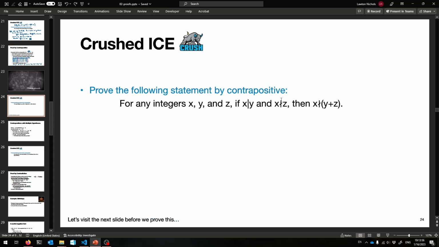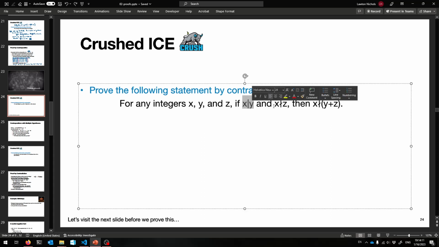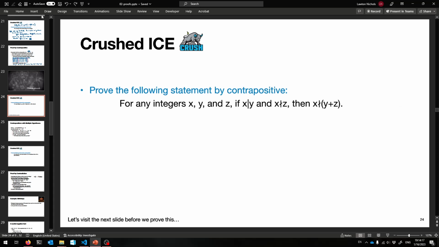So this is my question for you. You're not ready for it yet, so I have to talk about the next slide first, and then I'll send you off and we'll do it. But you're going to prove this by contrapositive. For any integers x, y, and z, if x divides y and x does not divide z, then x does not divide y plus z. So let me make this into math for you. You are welcome.